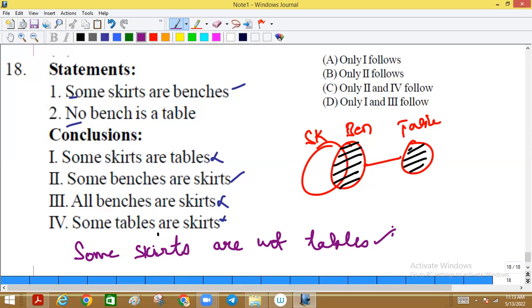Very, very important. Now you got why I am drawing lines. It indicates that this part of the skirts are also not tables. If this line is intersecting here also, I can say these lines and these lines have no relation. Obviously, these skirts and these tables also have no relation. That is the importance of drawing lines.